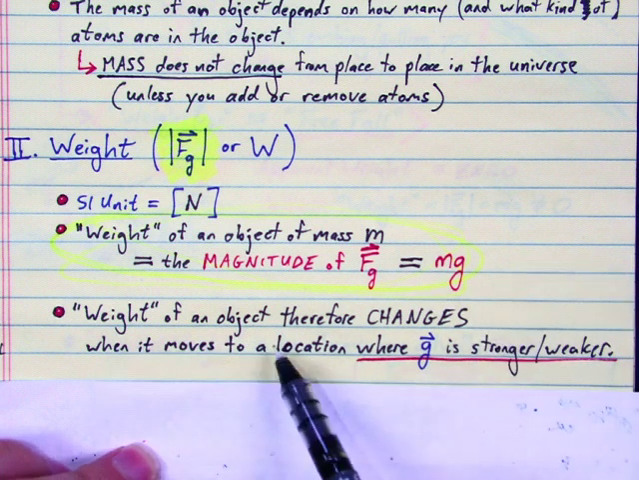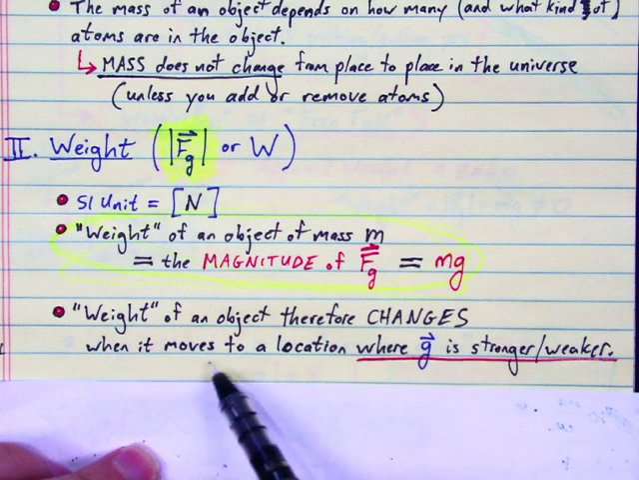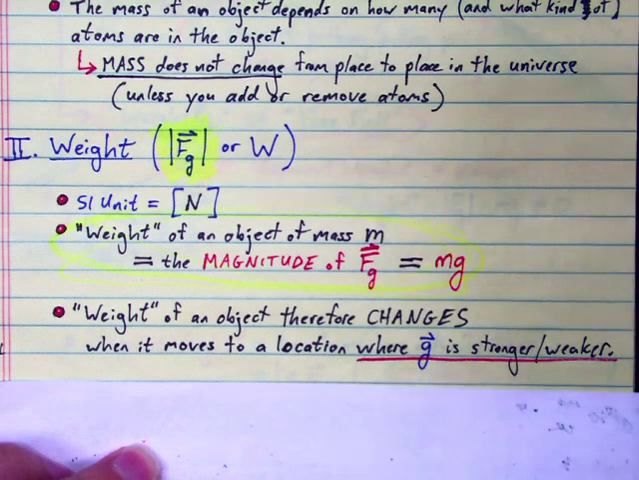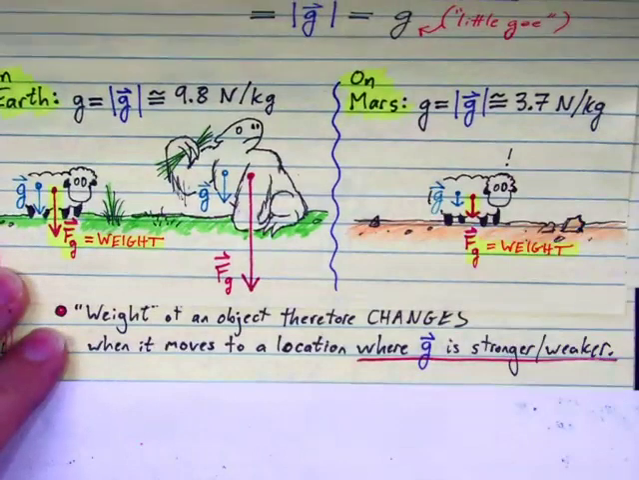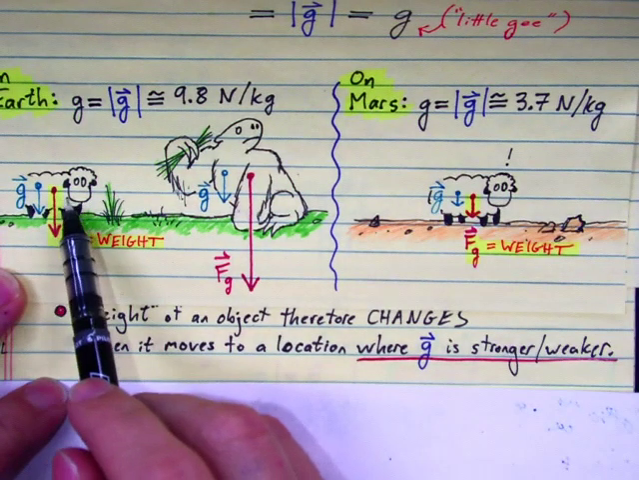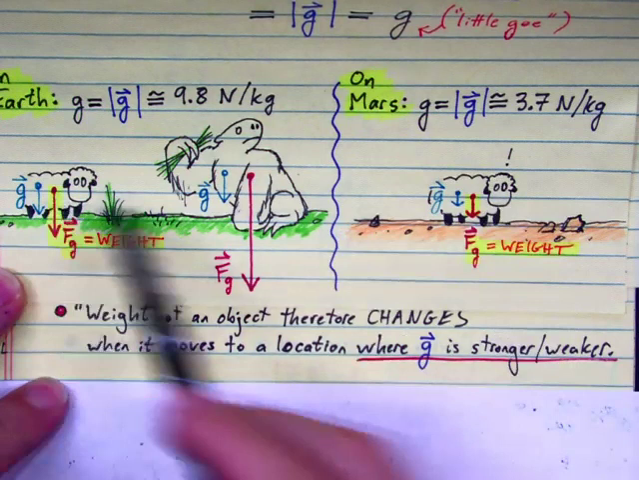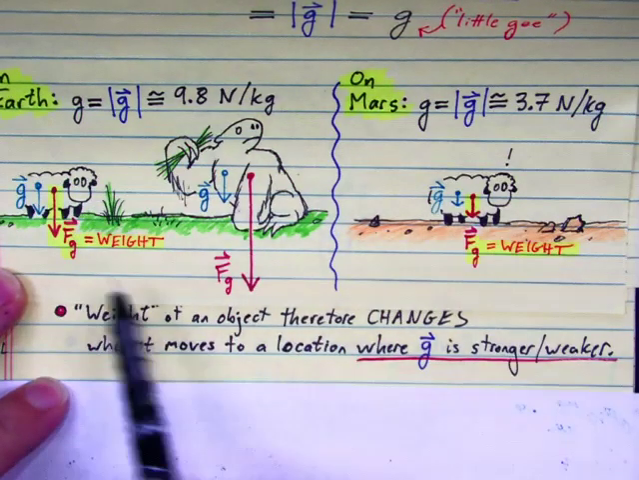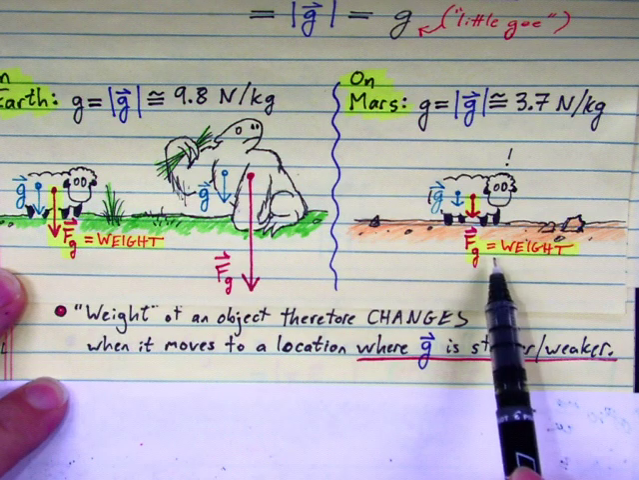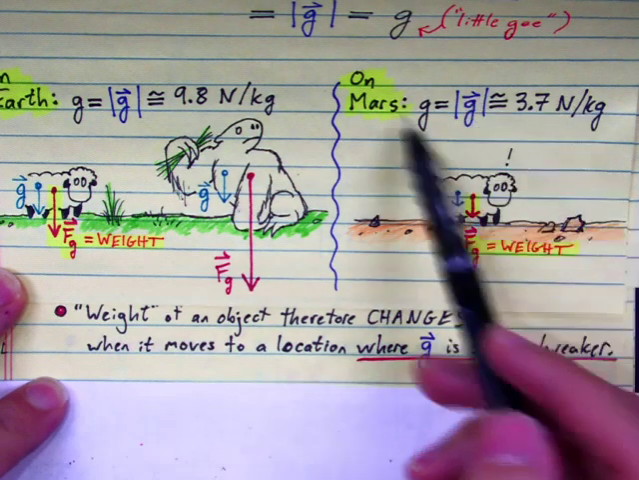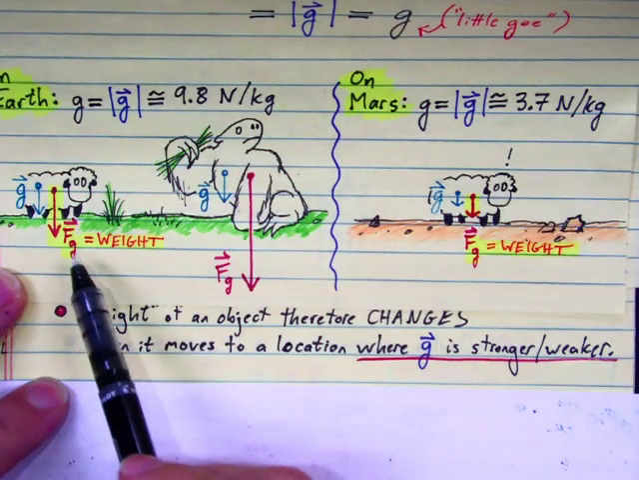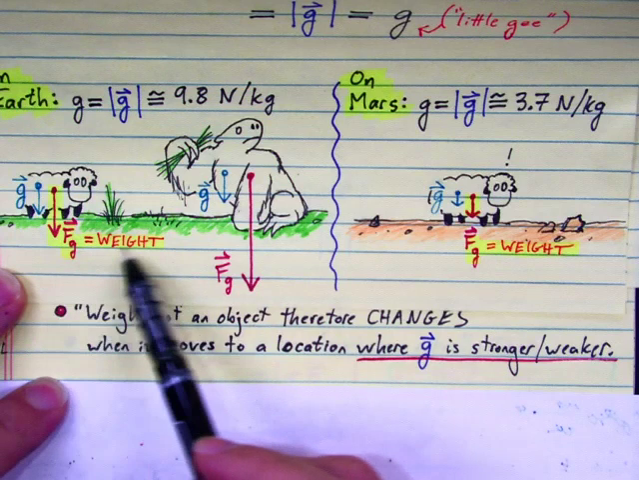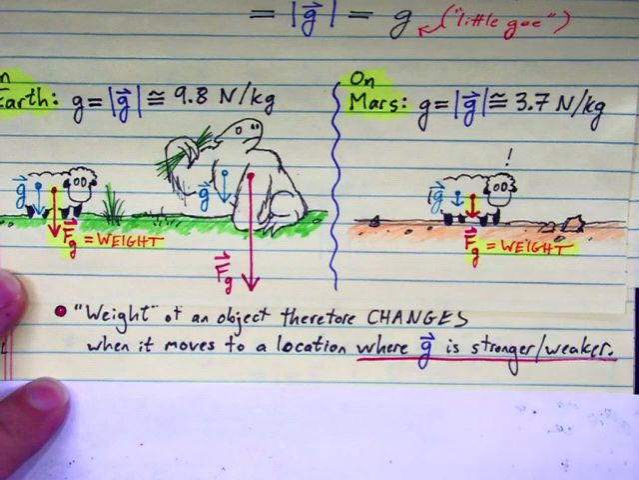And the weight of an object, therefore, changes when you move the object to a location where the gravitational field is stronger or weaker. As with our sheep here that we took from the planet Earth to Mars, the mass of the sheep stayed the same, the same number and type of atoms in the sheep, but its weight went down when it went to Mars because the gravitational field on Mars is weaker than it is on Earth. Therefore, the force of gravity on Mars is weaker than the force of gravity on Earth, and weight means the magnitude of the force of gravity.